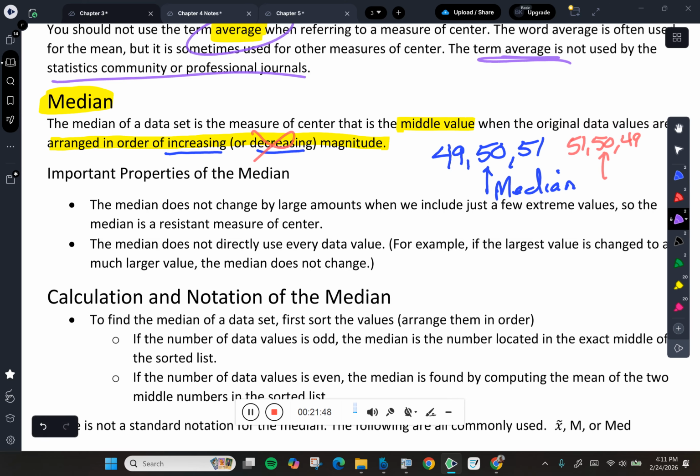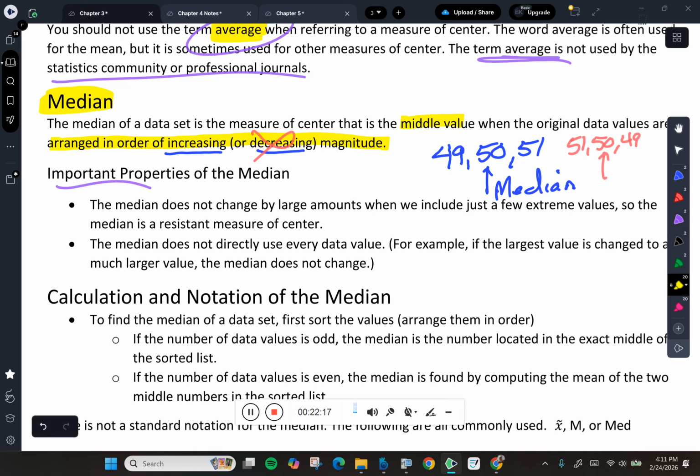The good thing about the median, an important property of it, is it is resistant. If I change this 49 to a 3, we get rid of our $49,000 a year friend and bring in a $3,000 a year friend, 50 is still the median. It isn't affected by that outlier. So it is resistant. Remember, resistant was the fancy way of saying outliers don't mess with it. Okay, so that's a good thing.